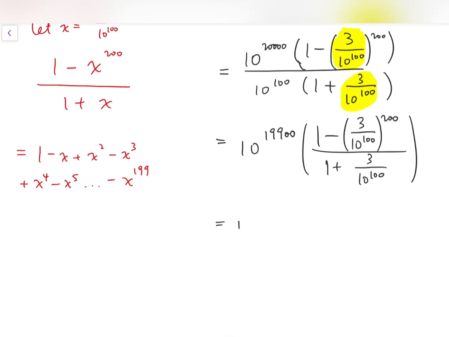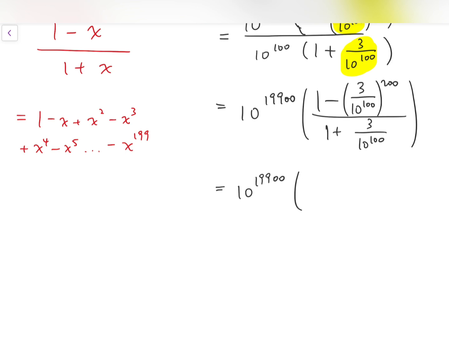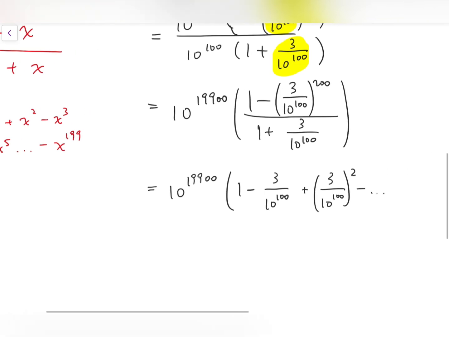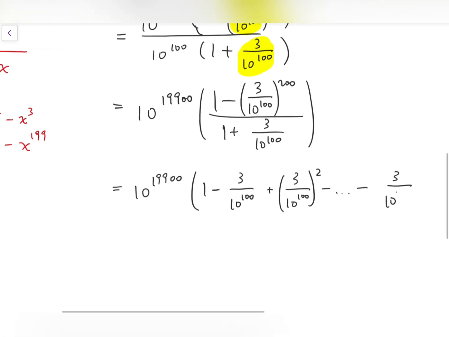So from this, we can rewrite the fraction as 10 to the power 19,900 times 1 minus 3 over 10 to the power 100 plus 3 over 10 to the power 100 all squared, and so on. And the last term is 3 over 10 to the power 100 all to the power 199.